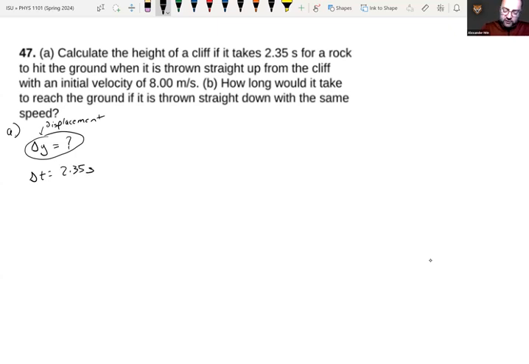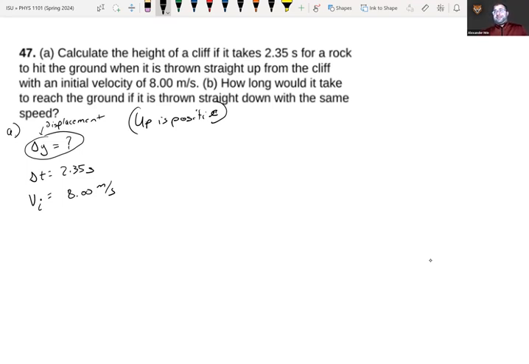Now, our initial velocity, this is important. It says 8 meters per second. Now we can do this, so 8.00 meters per second. Now, here's something that is implied if we write that. Basically, what we're saying is that up is positive. Okay, so up is positive. Now, what this means is that down will be negative.